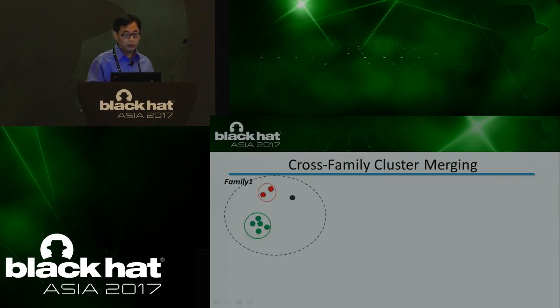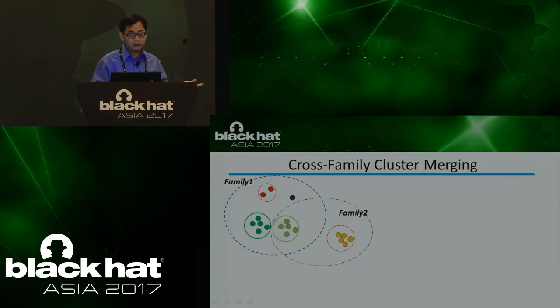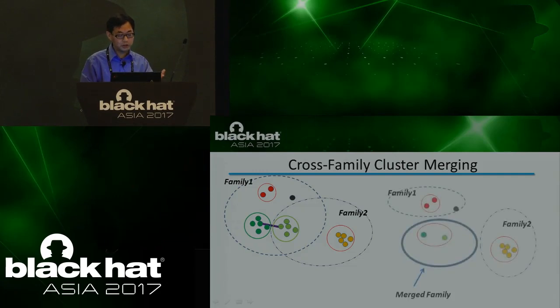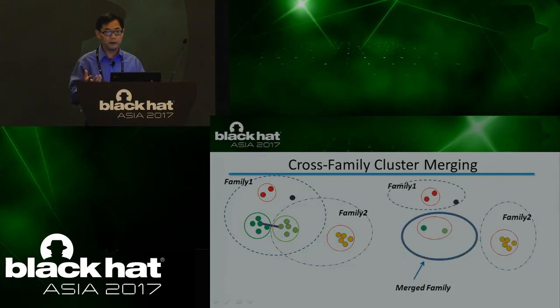The way we do it is, say we have family 1 with 2 clusters, and another family which also has 2 clusters. Among them, two clusters belonging to different families are very close, very similar. So we can just merge them, because when we calculate the distance between the centroids, it's within the threshold. Then we merge them together and create a new artificial family. So the original families become smaller, and the merged family becomes a new one, which shows the commonality between these 2 families.